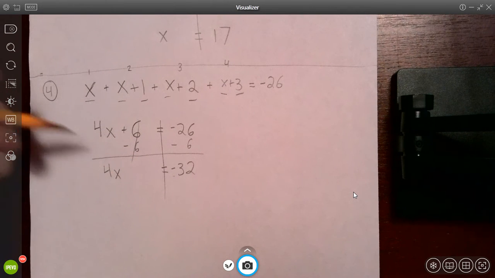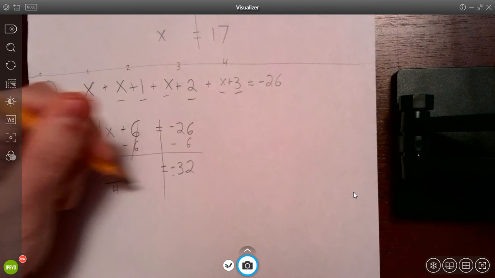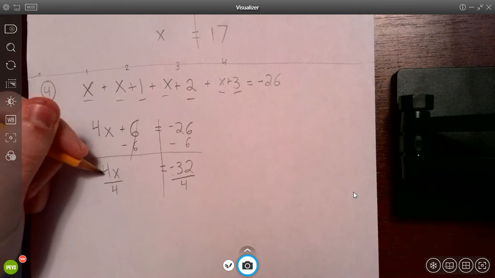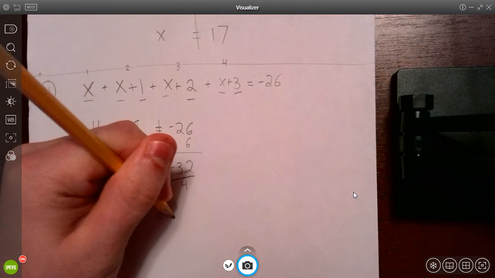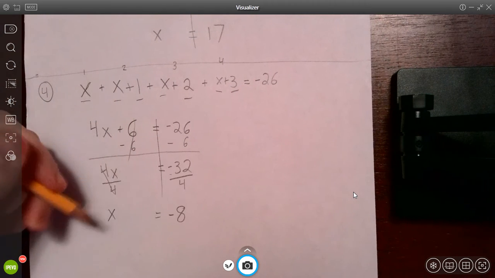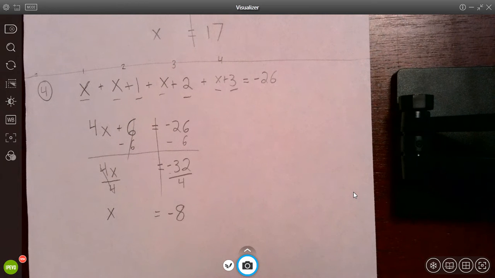So with that being said, the last step is going to be dividing by 4, and that's going to tell us that x is equal to negative 8, because when we take a negative and divide by a positive, we get a negative answer.